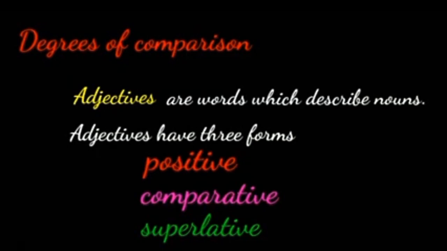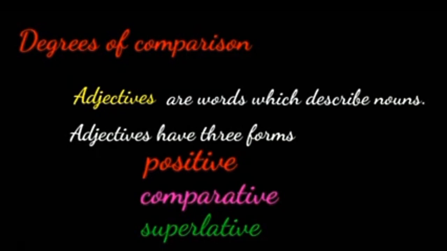Adjectives have three forms. How many? Three forms. They are positive, comparative, superlative. These forms are also called degrees.